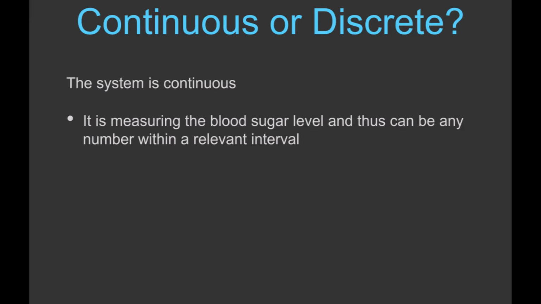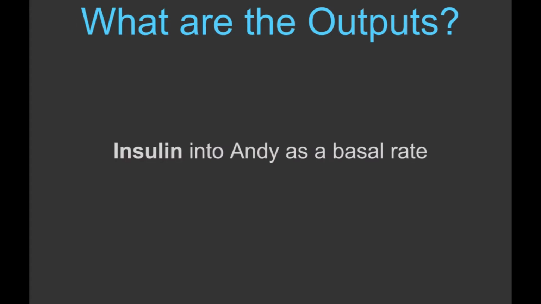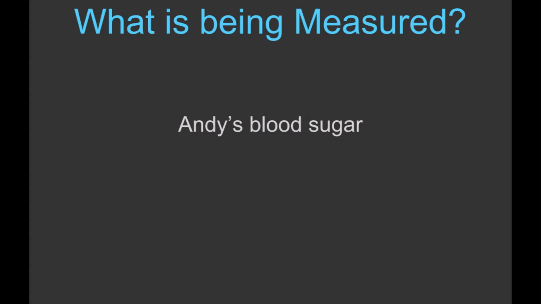This system is continuous because it is measuring the blood sugar level and thus can be any number within a relevant interval. The output of the system is insulin into Andy as a basal rate. Andy's blood sugar is being measured to determine how much insulin he needs.